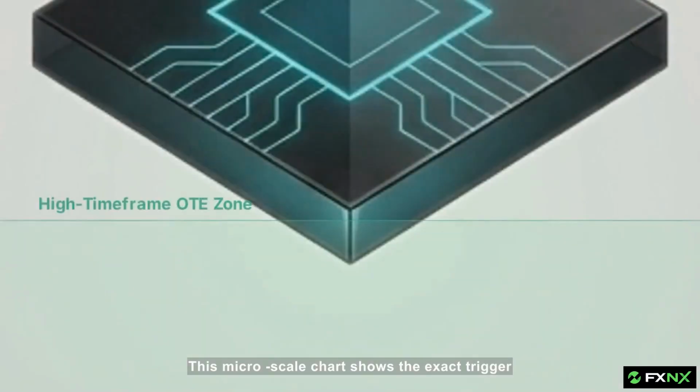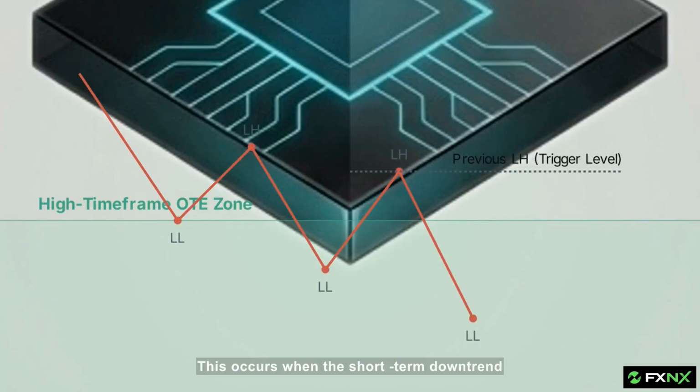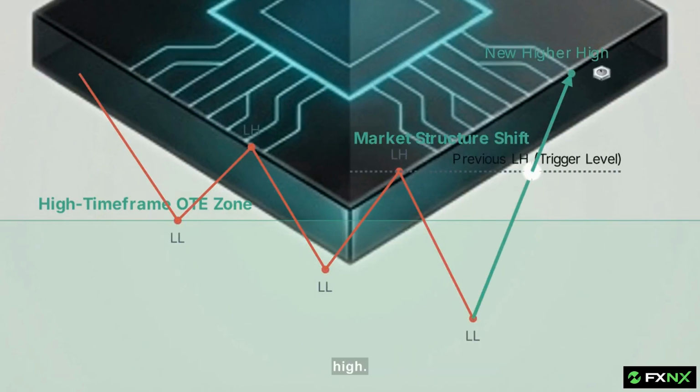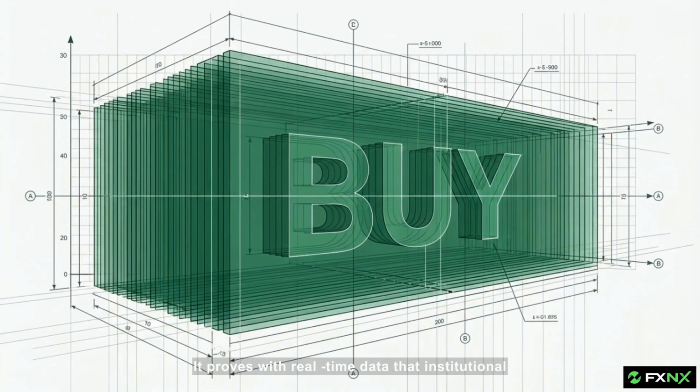This microscale chart shows the exact trigger we need, a market structure shift. This occurs when the short-term downtrend is abruptly broken by a sudden new higher high. This structural break is your definitive green light. It proves with real-time data that institutional buyers have actually stepped in to defend the higher timeframe discount level.